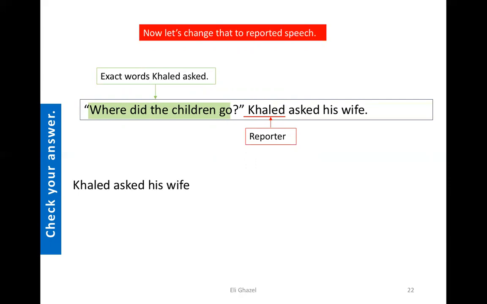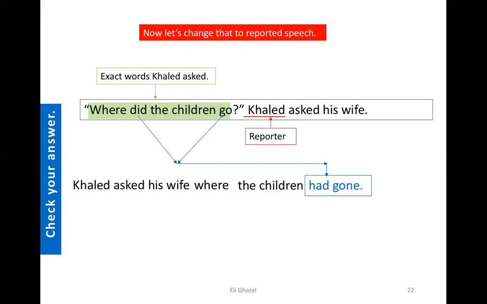Let's start. Khalid asked his wife, okay, fine. Now the question word is where. Now, did the children go? "Did go" is in the past. We need to drop the "did" because we drop them when it's a statement, not a question, and we go directly to children. Now, "go" is not in the present, it's "did go", so that's past. And we've got to move it into the past perfect.